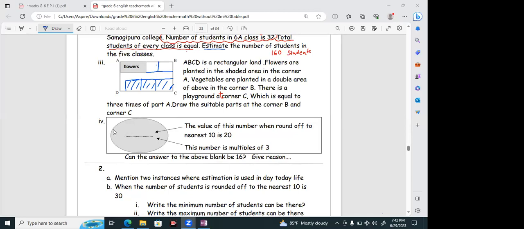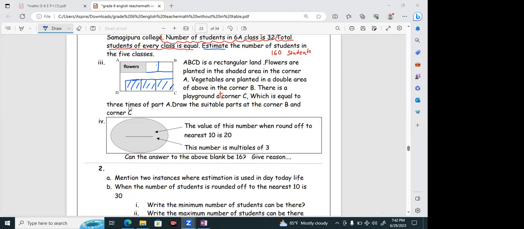Okay, move to the fourth question. The value of this number when round off to nearest 10 is 20. This number is multiple of 3. Then what is the suitable number for this?